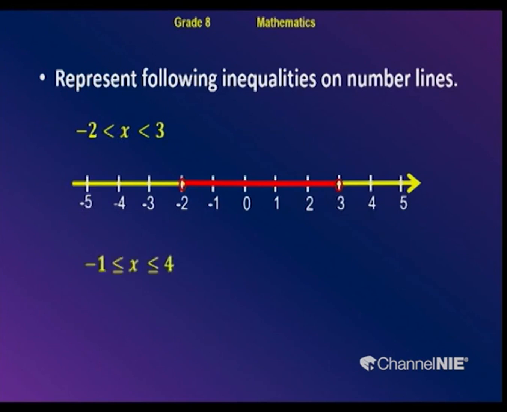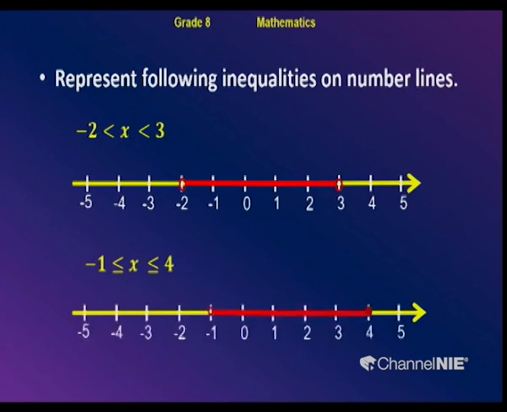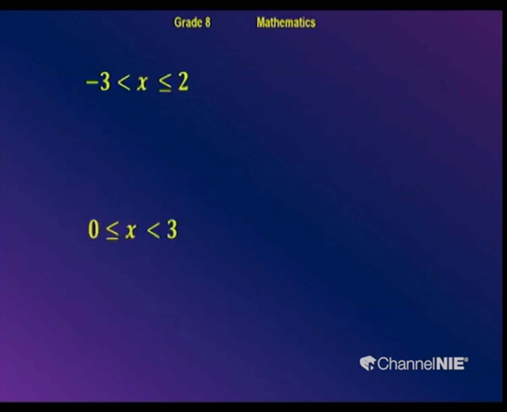The second one: minus 1 is less than or equal to x, and x is less than or equal to 4. Then draw a number line. In here x can be equal to minus 1 and equal to plus 4. Now let's move to the next example.